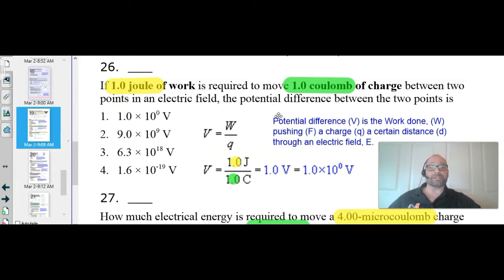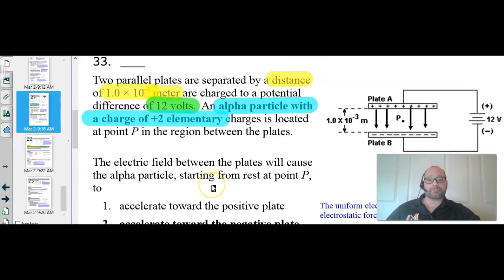All right, let's take a look at another one. Problem 33 looks like a very complicated problem, but in reality it's actually very simple. 2 parallel plates are separated by a distance of 1 times 10 to the negative 3 meters. Are charged to a potential difference of 12 volts. An alpha particle with a charge of 2 elementary charges is located at a point P in the region between the plates. So let's see what information is given, and you can see that's already highlighted.